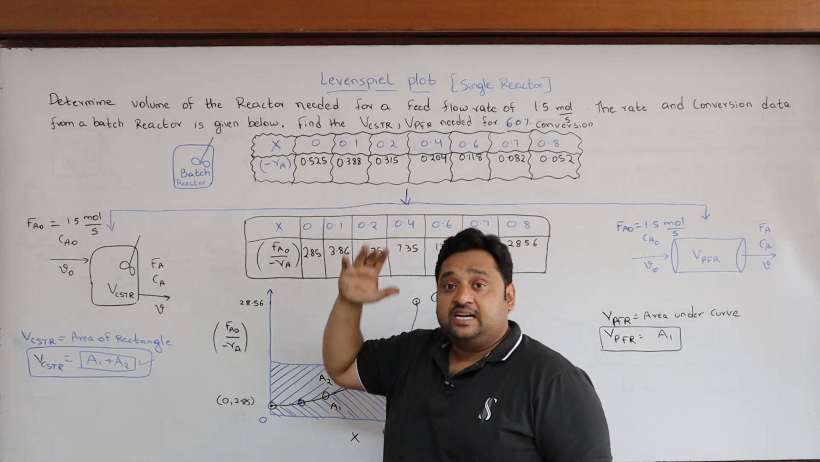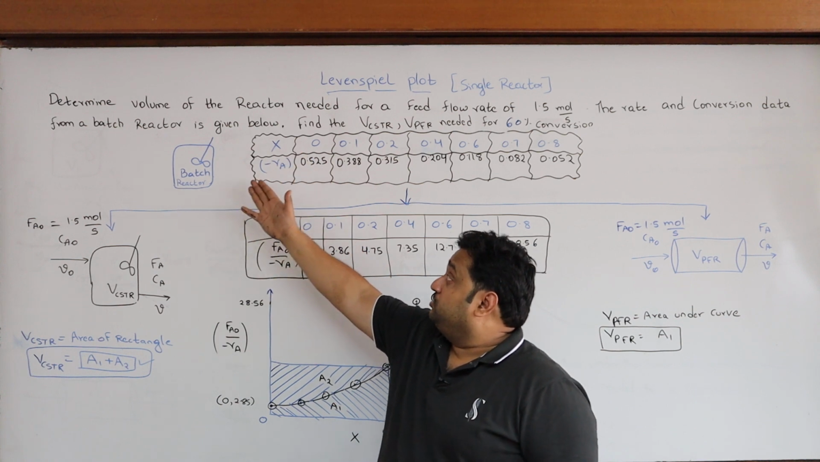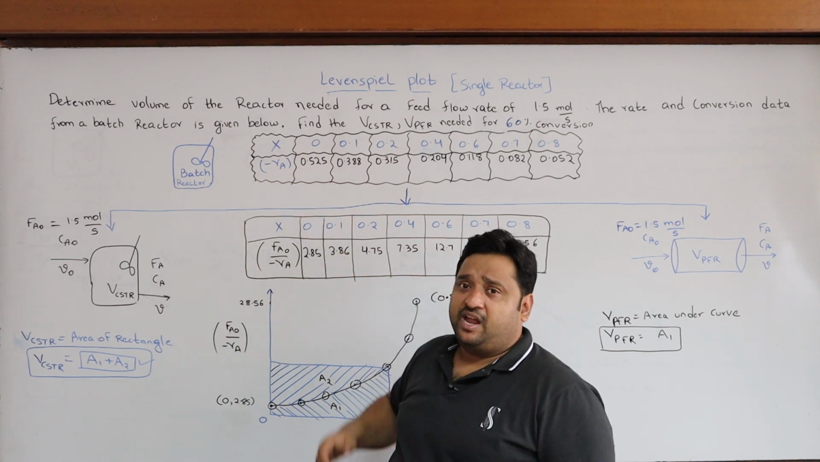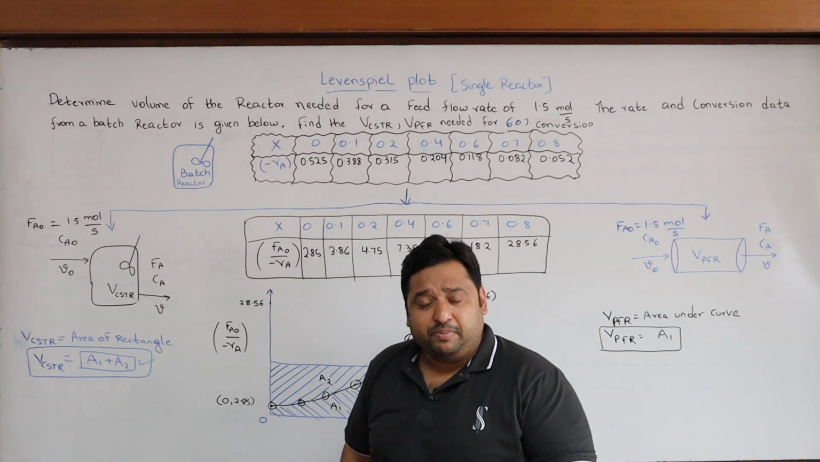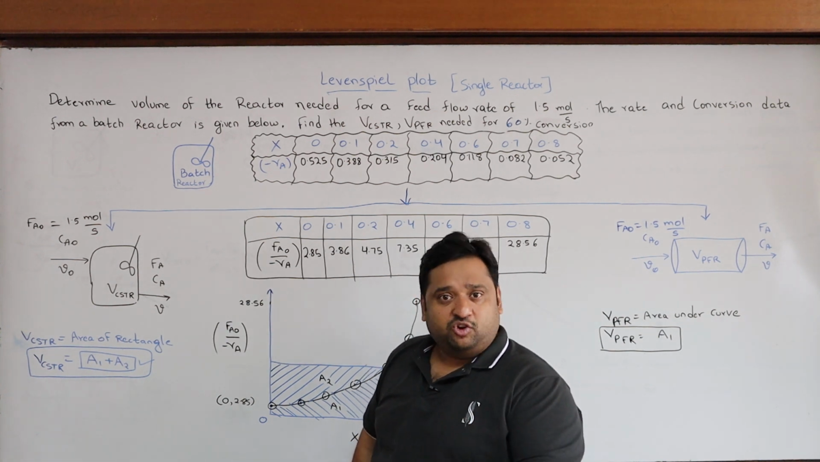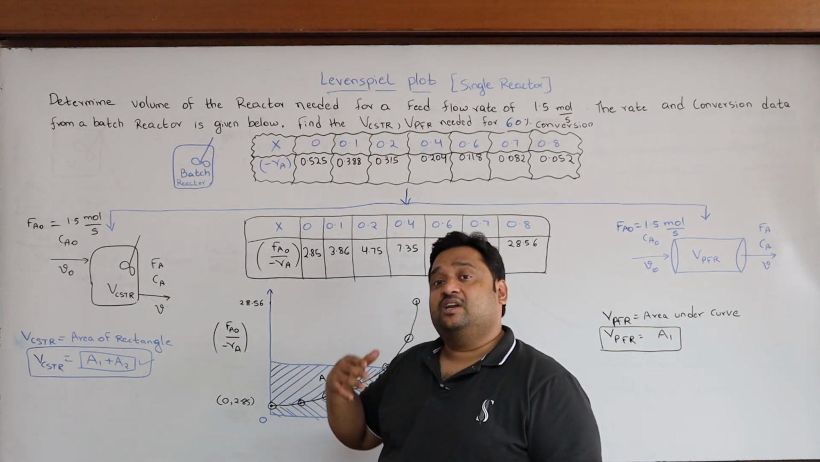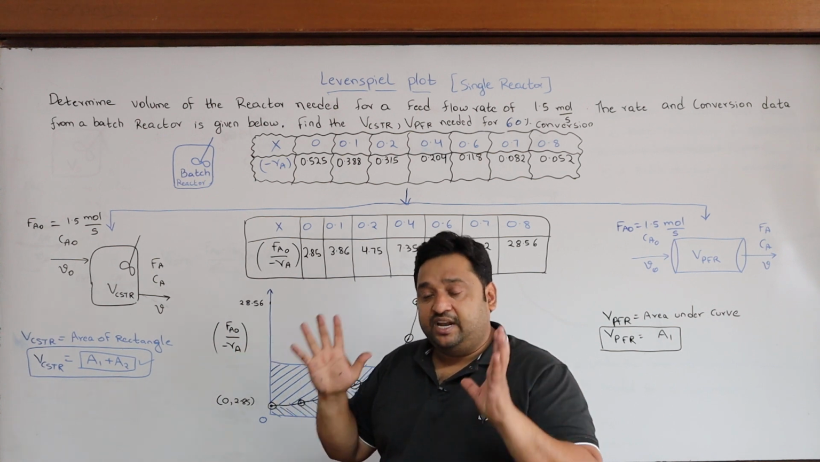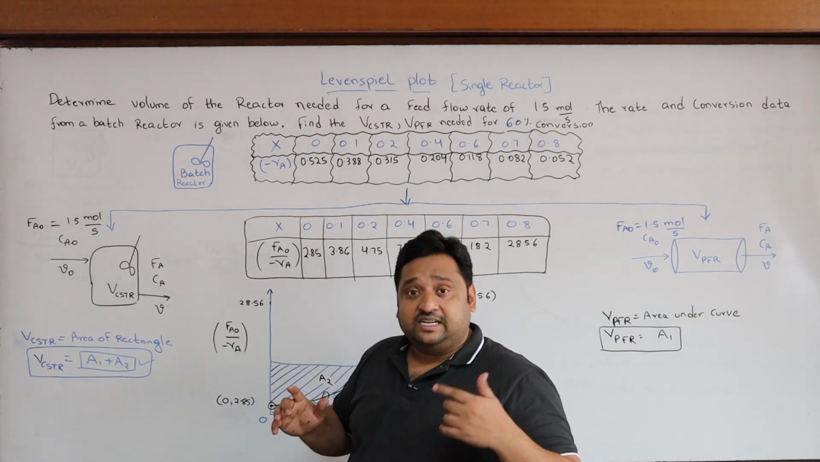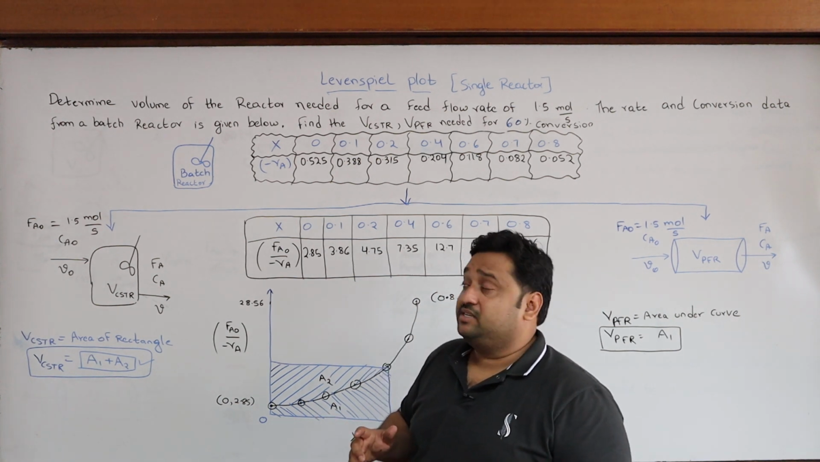This data generally comes from a batch reactor, and using this data means somebody has done the experiment. They have found the rate of reaction at 0% conversion, the rate of reaction at 10% conversion, the rate of reaction at 90% conversion. We have the data available with us. Generally the data comes from the batch reactor, which is simple for getting the rates.